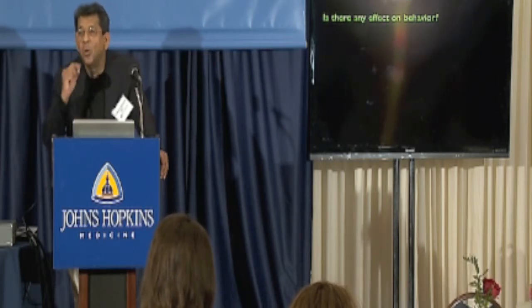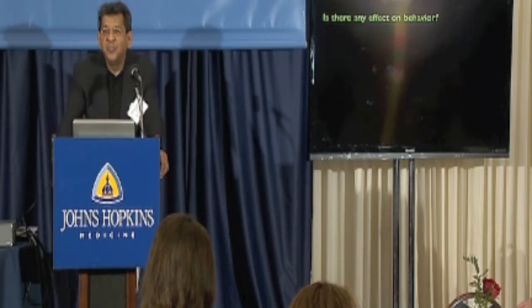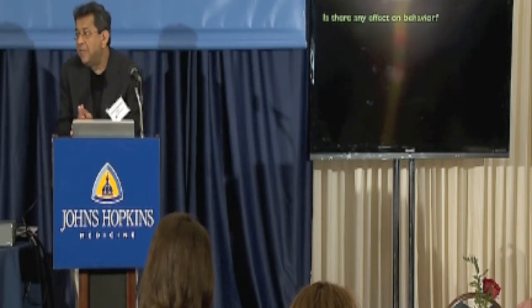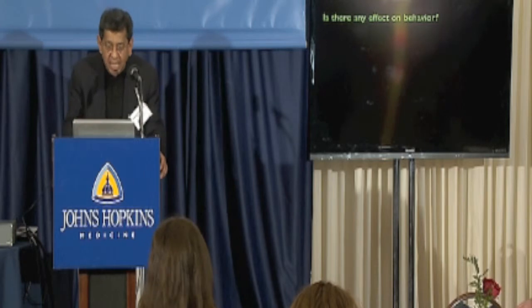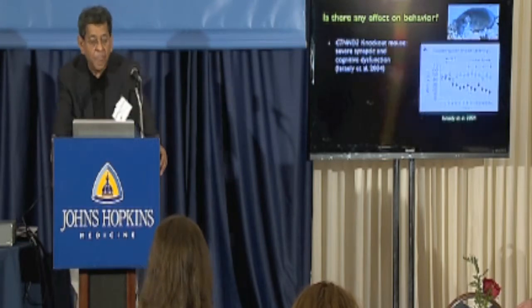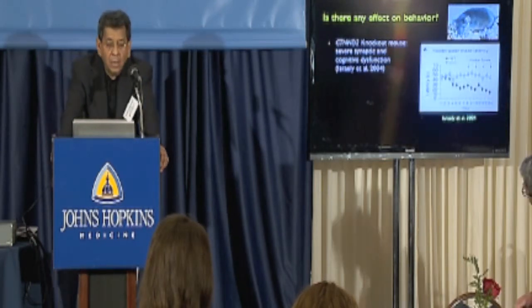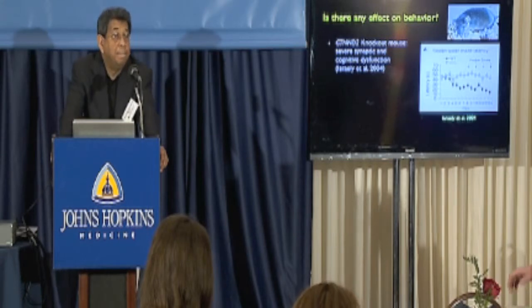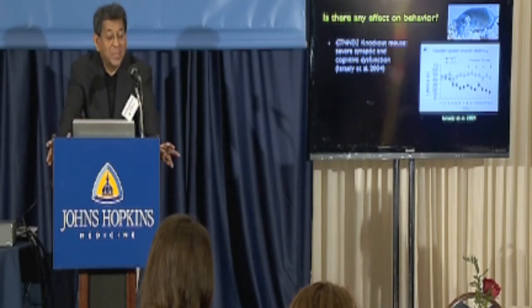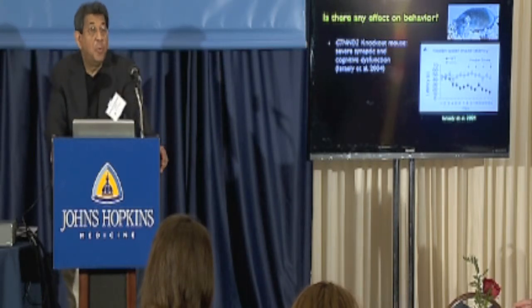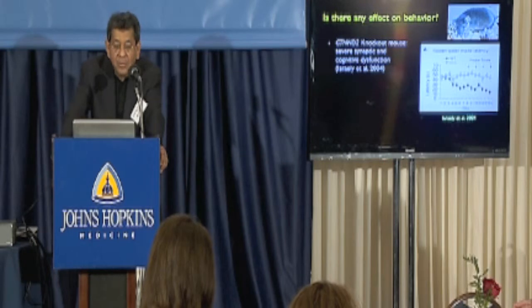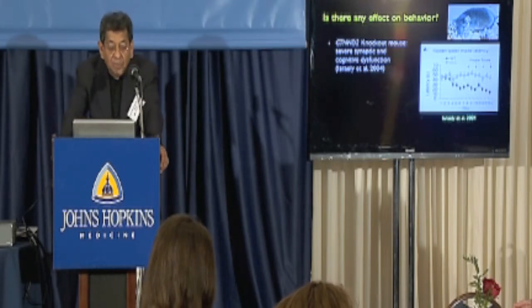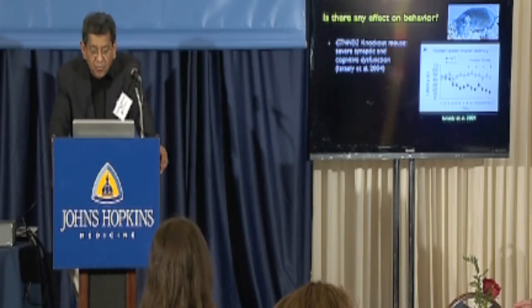So the ultimate point of all of this is not to have genetic defects that only act in very artificial systems and cells. The question is, is there any effect on behavior? And there is a model, not for the disorder, but there's a model in which both copies of the delta-2-catenin gene are absent in this mouse. And in fact, this mouse has severe synaptic and other kinds of cognitive dysfunction. This has been studied before.